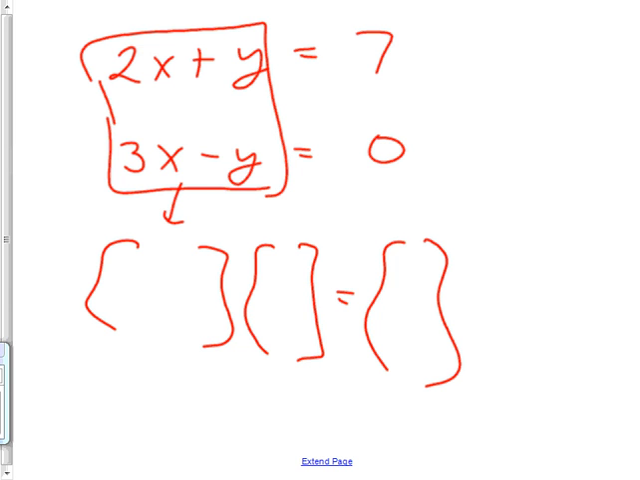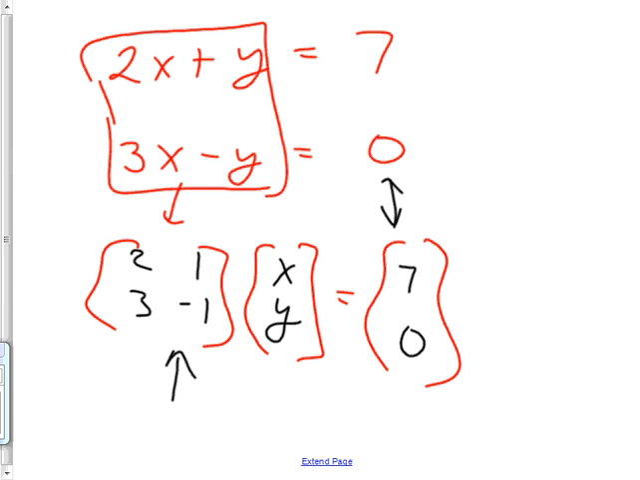I hope you said it was 2 and 1 and 3 and negative 1. Just look for a moment. Do you see where I got those numbers? All right, then this is the X and the Y matrix. And then the last one just kind of lines up with this one. I hope you kind of saw that and knew it was 7 and 0. Cool.